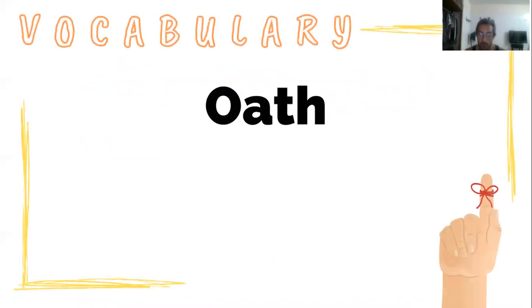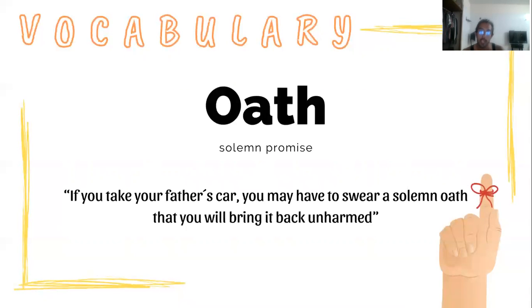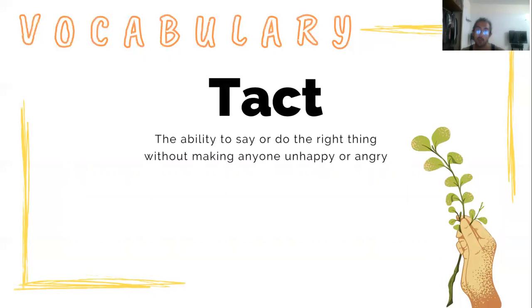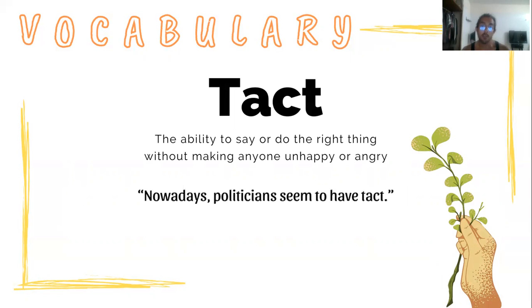Now, let's jump into some vocabulary, starting with my first word, which is oath. This is a noun, and its meaning is a promise, specifically a solemn promise. So, if you take your father's car, you may have to swear a solemn oath that you will bring it back unharmed. Tact. We have tact when we talk carefully in order to avoid offense or hurting anyone's feelings. So nowadays, politicians seem to have tact.